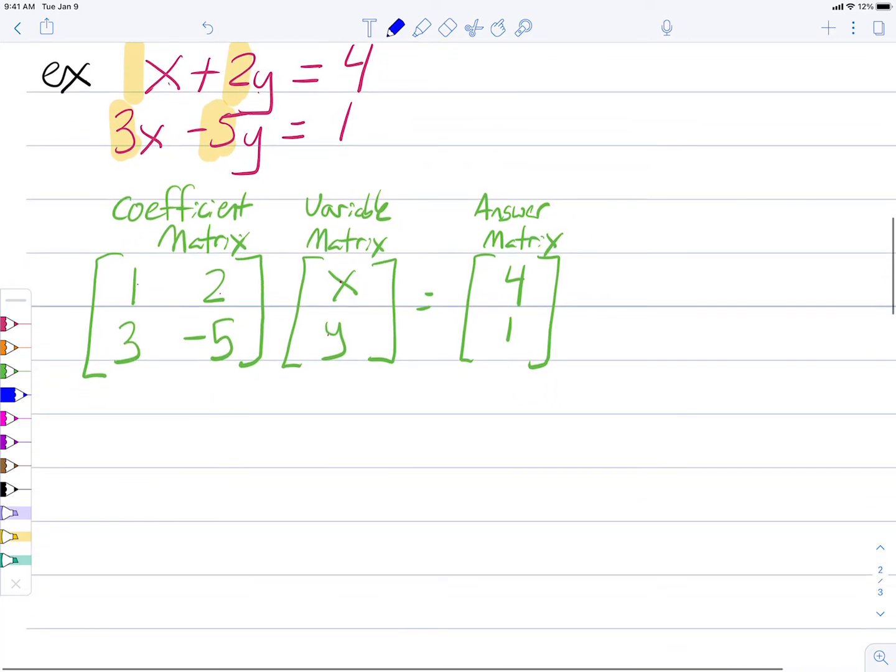Now, what we need to do is find the inverse of this matrix. So we need to find its inverse. Okay, so what do we do? First, we need to find the determinant.